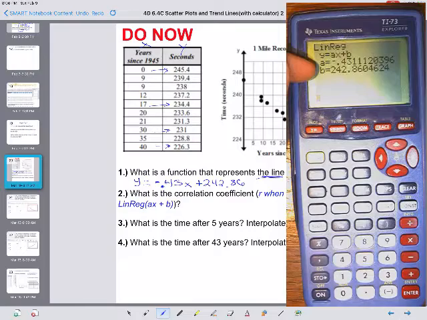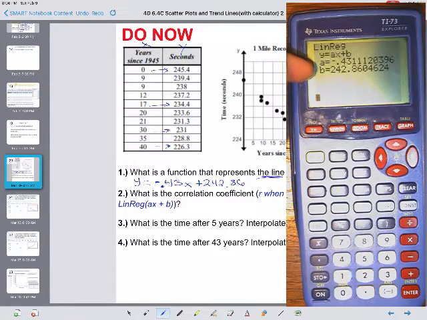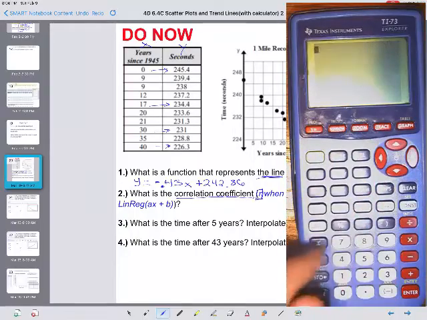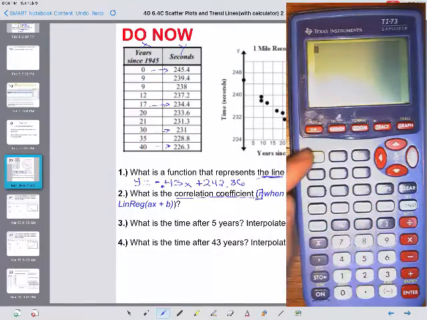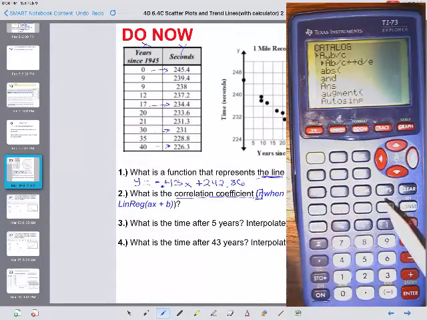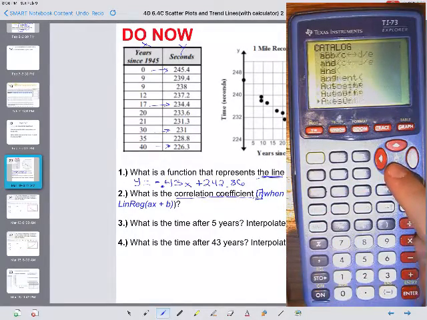Now the next question says, what is the correlation coefficient? Well, it would be the R value that would be displaying on this screen, but I forgot to do something, and that was to turn diagnostics on. So let's run through that really quick. You got to quit out of this and clear it out. So we got to go into catalog to turn that on. So second, then program, go into catalog, and we got to scroll down to diagnostic on.